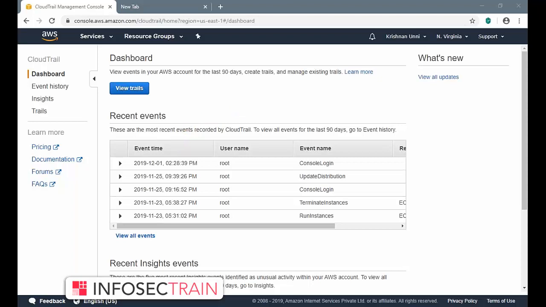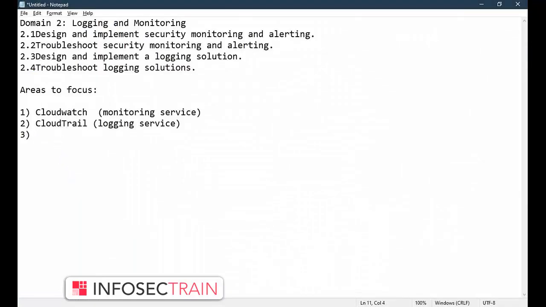CloudTrail is a mandatory topic. Don't miss this. This is a very critical service. In CloudTrail, you have to learn everything. There is nothing like missing something in CloudTrail. Learn everything in CloudTrail. Okay. So CloudTrail is mandatory. Then the third service which most people will miss is the Config service.